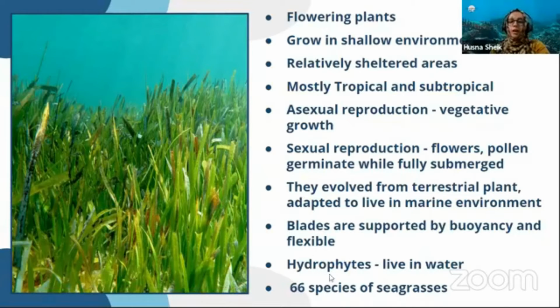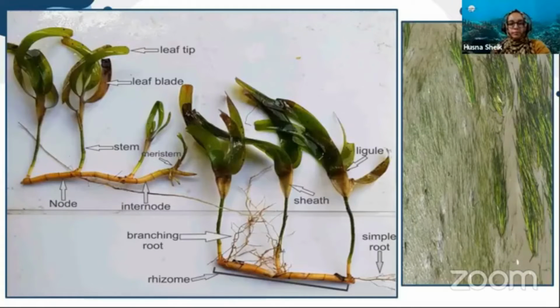And they are hydrophytes. Hydrophytes means they are adapted to live in water. Any plant that's adapted to live in water, we call a hydrophyte. There are 66 species of seagrasses. So this is the body of seagrass, the anatomy.